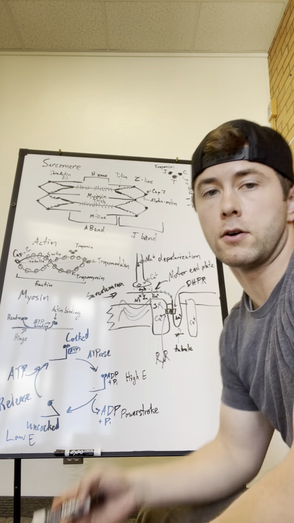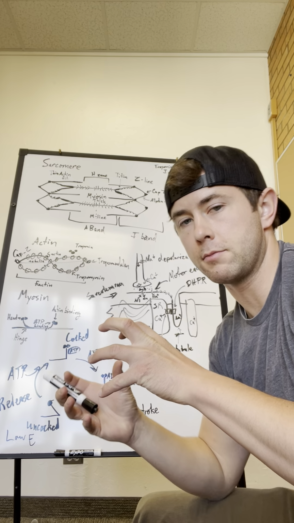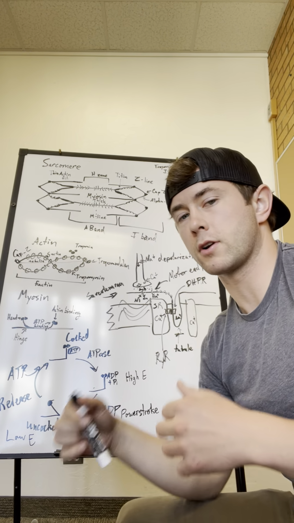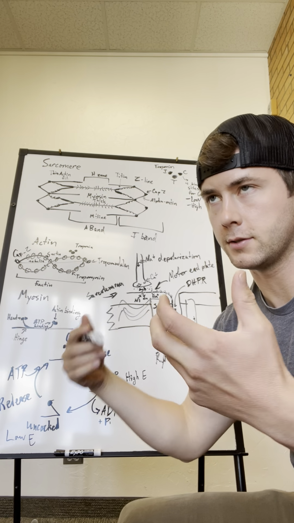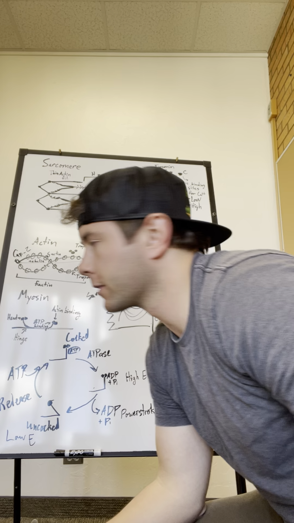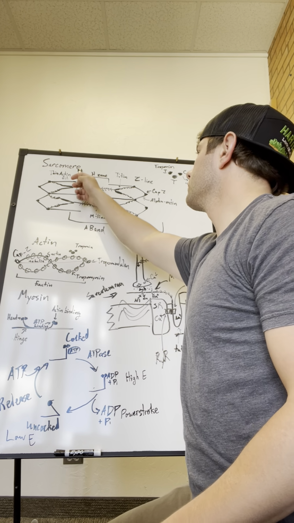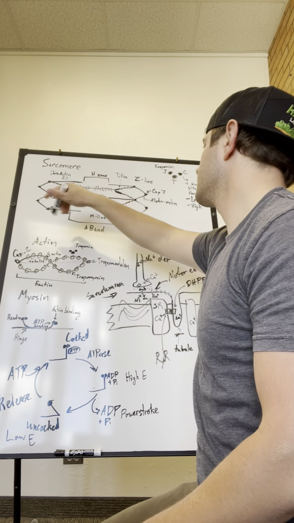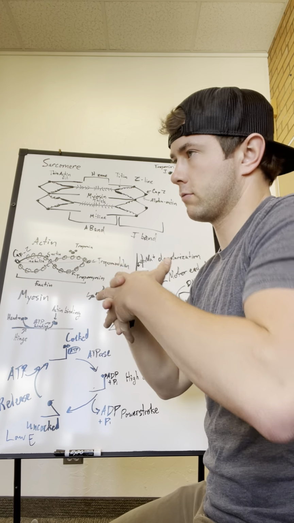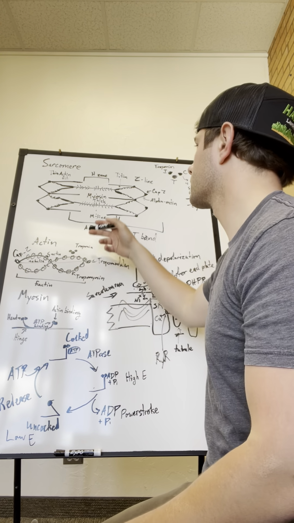Today we're going to be going over the sarcomere, kind of the anatomy of it, as well as how a muscle contraction works, what chemical processes happen to make that possible so that our muscles actually work. So let's look at the sarcomere. This diagram is essentially showing us all the filaments that work together to create a contraction.